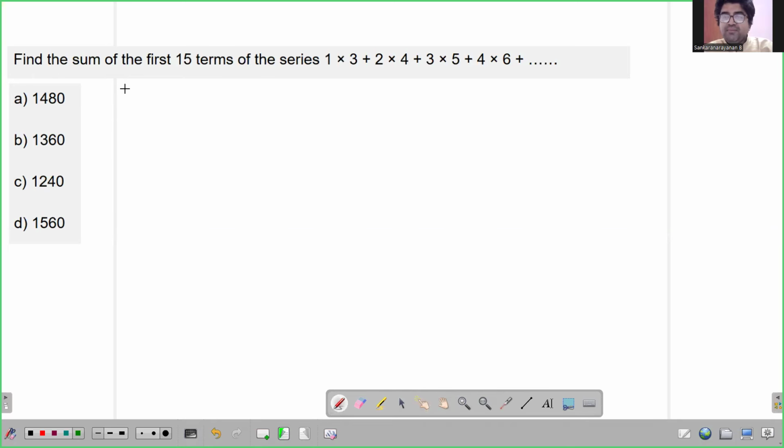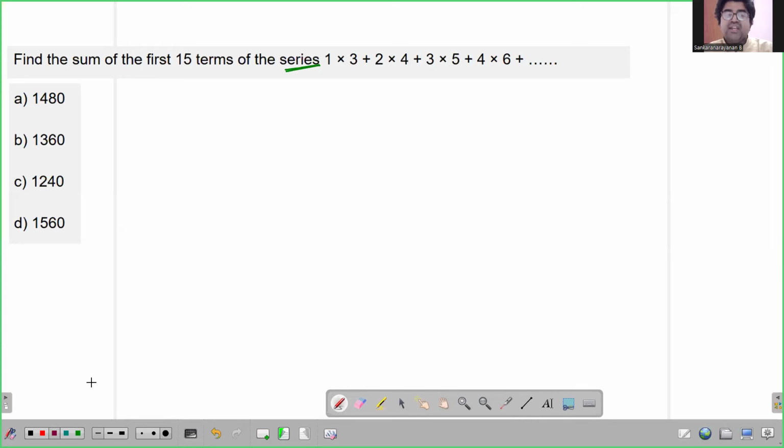Consider the question here. You are asked to find the sum of the first 15 terms of this given series. You can see the individual terms are separated by a plus symbol here. That's why we call it a series. Had it been a comma, we would have called it a sequence. If the terms are separated by commas, it's a sequence. Addition symbol, it's a series. So that's why the word series is used here.